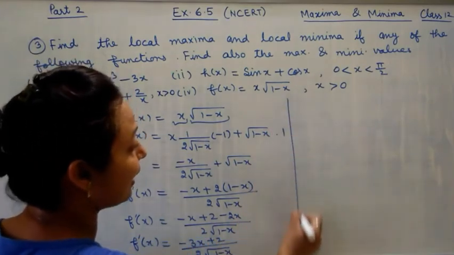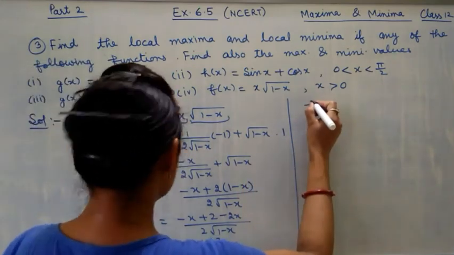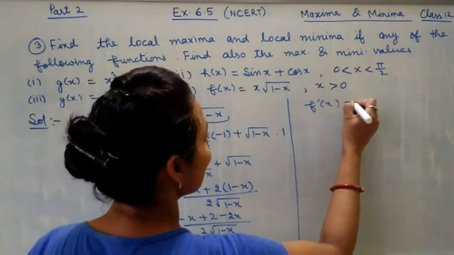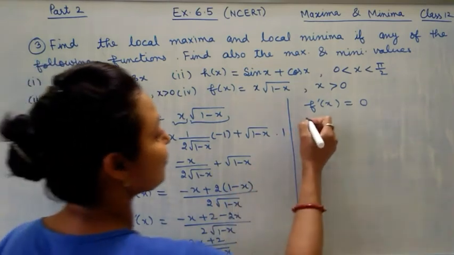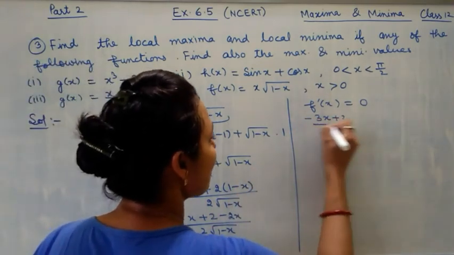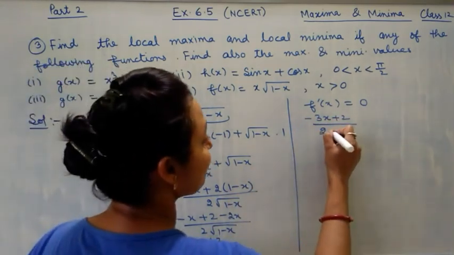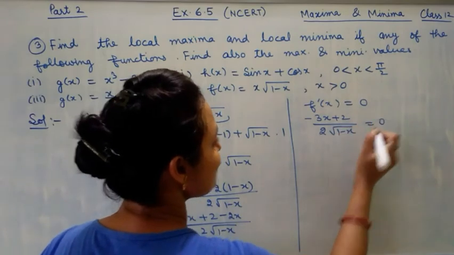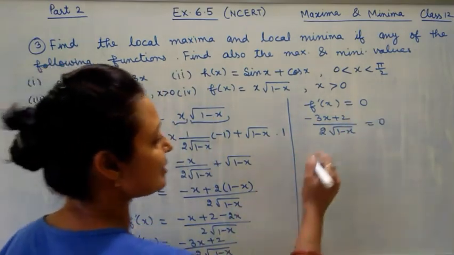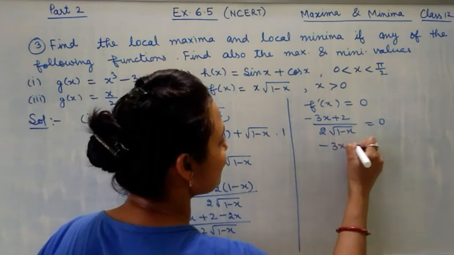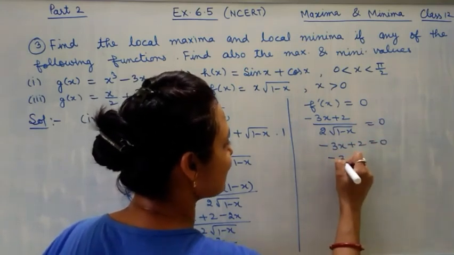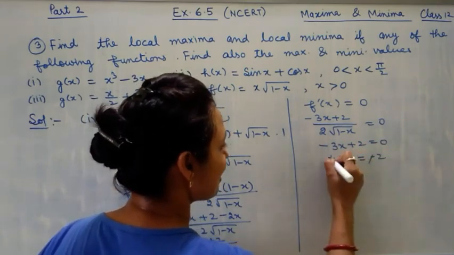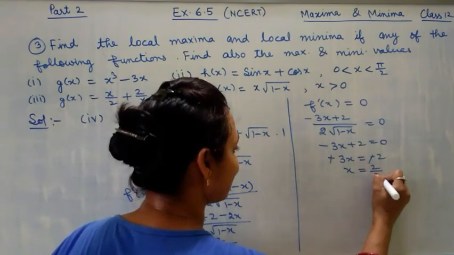Now I will equate it. f dash x is equal to 0. I will take this value, minus 3x plus 2 upon 2 under root of 1 minus x is equal to 0. This goes here and cancels out. So we have minus 3x plus 2 is equal to 0, minus 3x is equal to minus 2, and x is equal to 2 by 3.